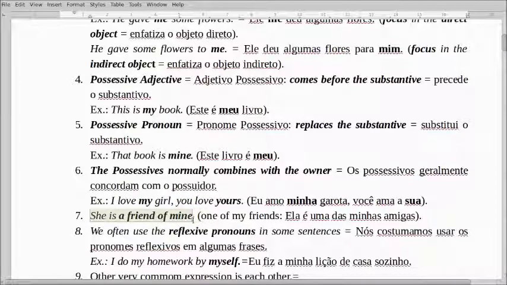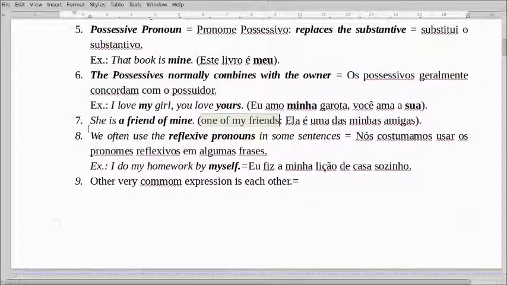She's a friend of mine is an expression. She's a friend of mine é uma expressão. She's one of my friends. Ela é uma das minhas amigas. We often use the reflexive pronouns in some sentences. Nós frequentemente costumamos usar os pronomes reflexivos em algumas frases, como, for example, I do my homework by myself. Eu faço a minha lição de casa sozinho.